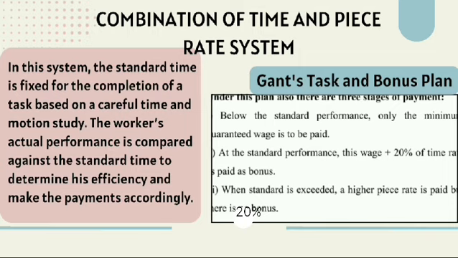And if the worker completes the task in less than the standard time, that is above the standard performance, he is given wages for the standard time plus a bonus of 20% of the wage for the standard time. Thus, with every reduction in time, the plan ensures progressive increase in total wages. For this reason, this plan is also known as progressive rate system. So these are all the methods which are involved in the system of wage payment.